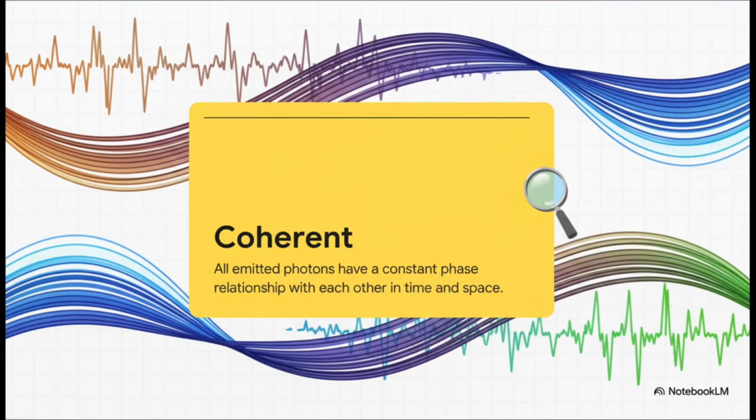Second superpower, it's coherent. Now what does that mean? It means all the light waves are marching in perfect formation. Their peaks and valleys are all lined up perfectly. This is totally different from the jumbled up, out-of-step waves you get from a light bulb, and this coherence is what makes the energy so incredibly concentrated and powerful.